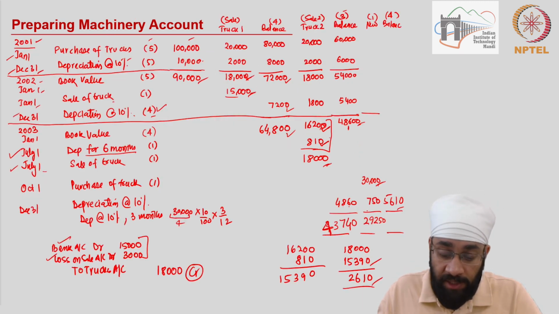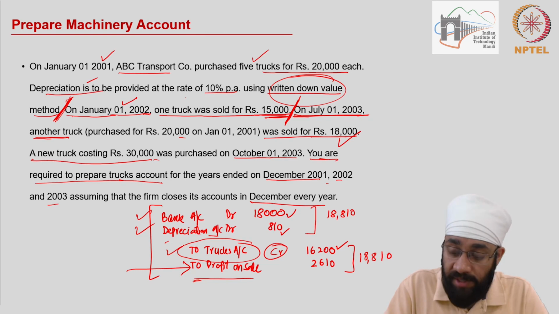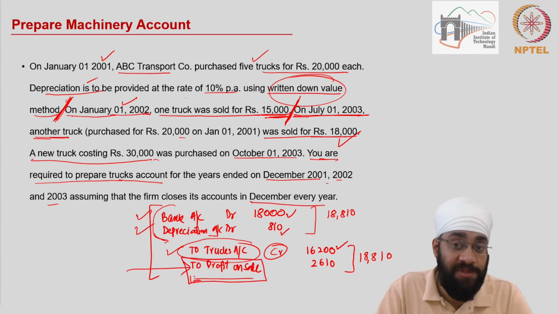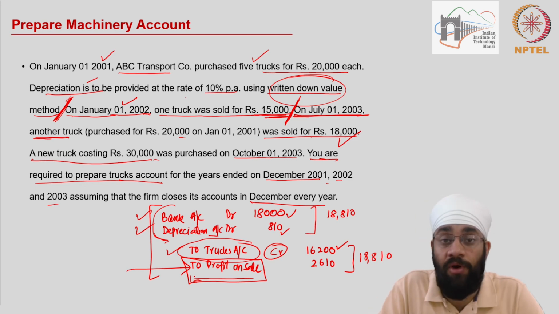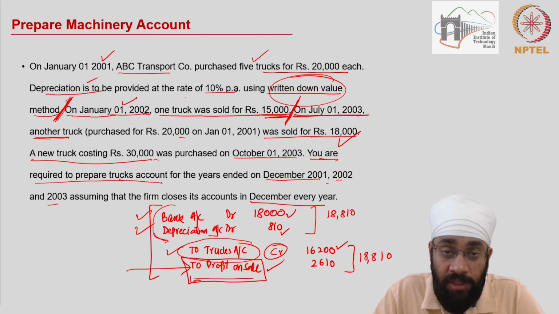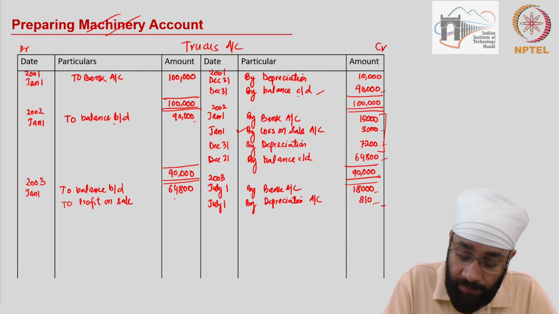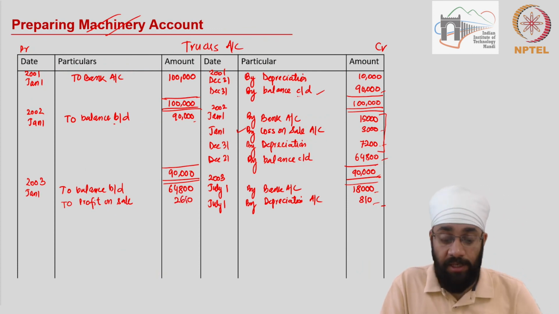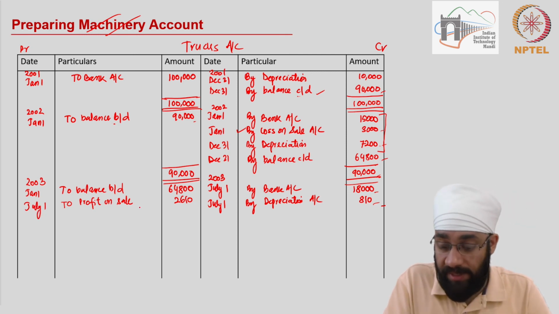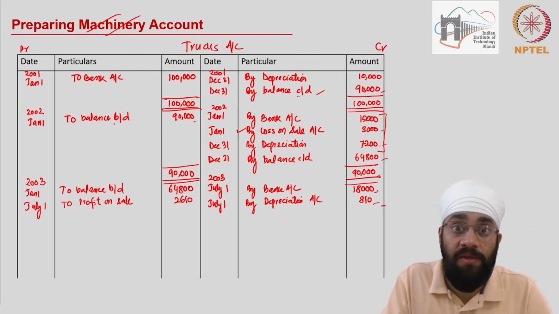However, if you look at the journal entry, you are preparing the trucks account and you are posting both the entries on the credit side. Till now we've not had a profit on sale entry on the opposite side. So this is an exception, a new kind of treatment that you have to do when you have a profit on the sale of an asset. So 2610 is the profit on the sale of the asset, and you write it on the opposite side in order to balance these two, to account for this additional money that you're making.